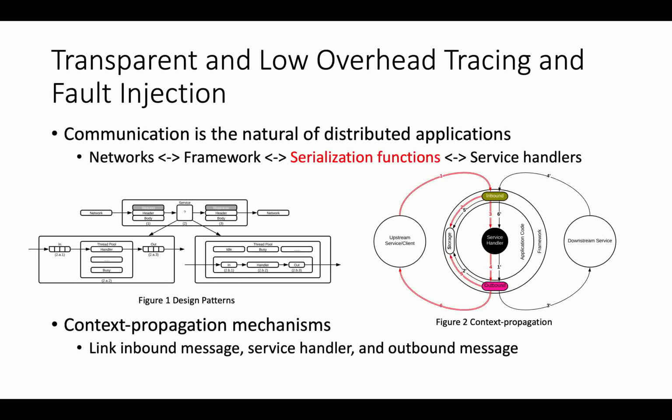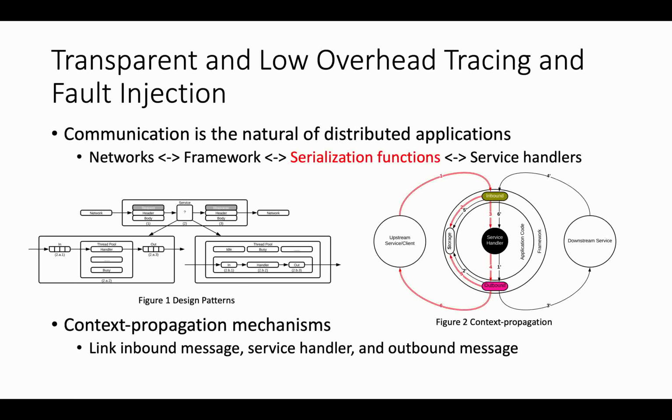Since communication is on the critical path of distributed applications, every single inbound and outbound message should go through serialization functions. Serialization functions lie between the service handler and the frameworks, and they help serialize and deserialize messages. We categorized how the frameworks invoke these three functions, including two serialization functions and a service handler function, into four design patterns. The main criteria are whether these three functions are executed in the same thread.